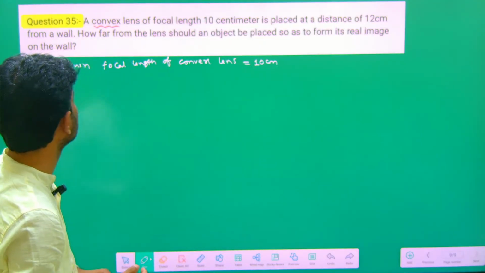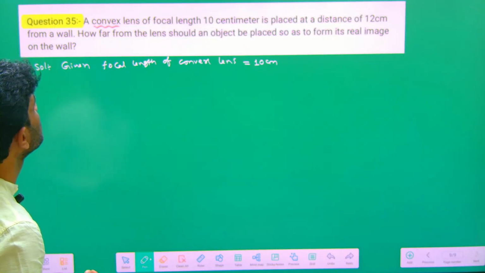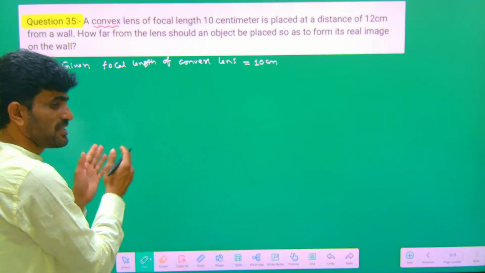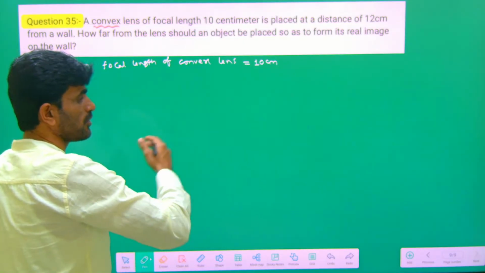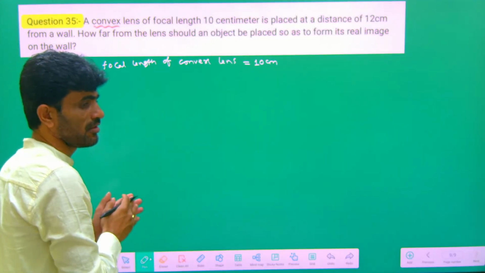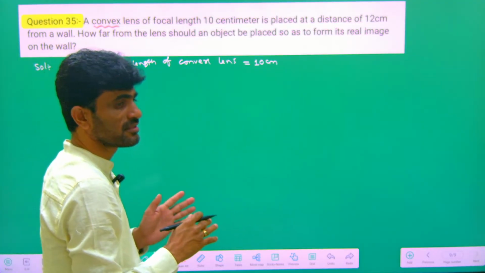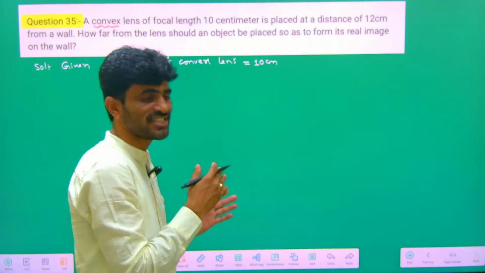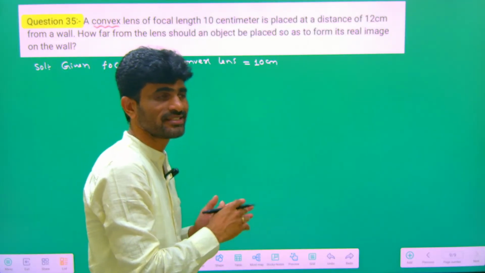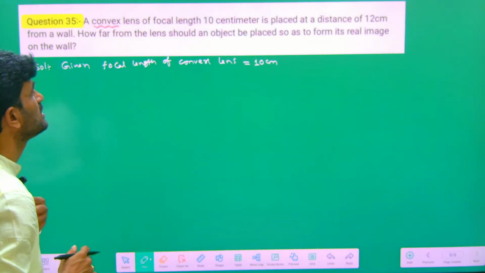You should read the question carefully. Convex lens focal length 10 centimeters is placed at a distance of 12 centimeters from the wall. So the lens is kept 12 centimeters away from the wall. The distance between wall and the lens is given, and the image is forming on the wall. So the image distance is given. The distance between lens and the wall is nothing but the distance between lens and image.